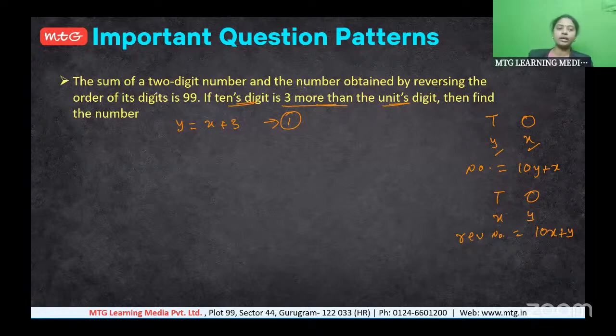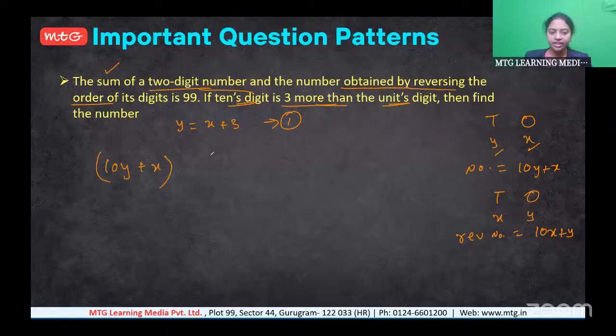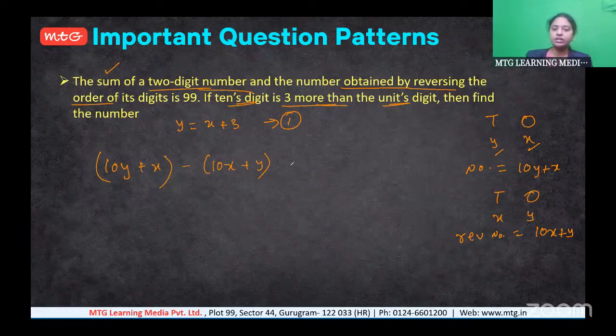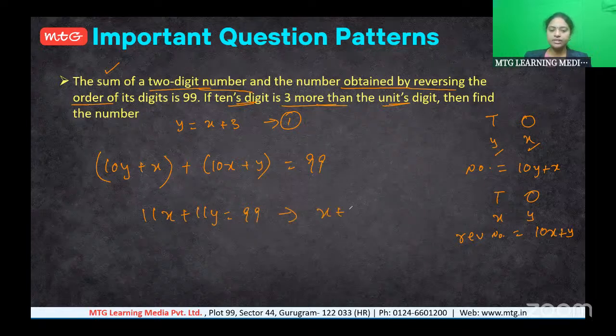Now, what is the scenario talking about? 2-digit number and number formed by reversing the digits. These both numbers if you add up. So here the 2-digit number is 10y plus x and the number formed by reversing these digits is 10x plus y. These both if you add, you will get 99. So now we have to solve this. If you solve this, you can see it as 11x plus 11y is equals to 99, or you can simply call it as x plus y is equals to 9. This is the second equation.